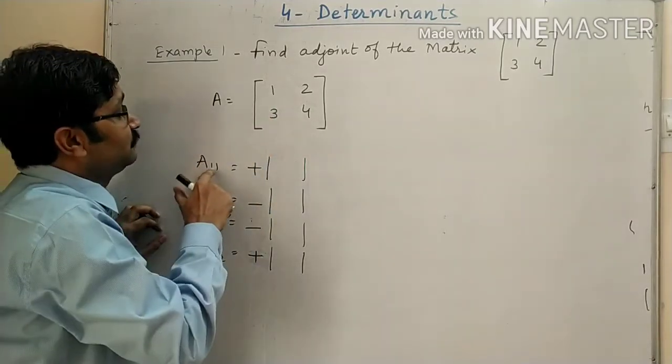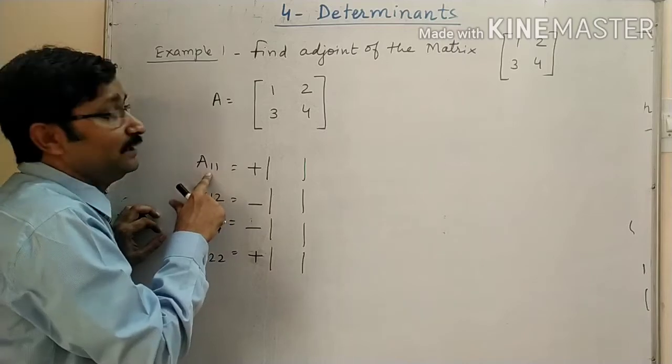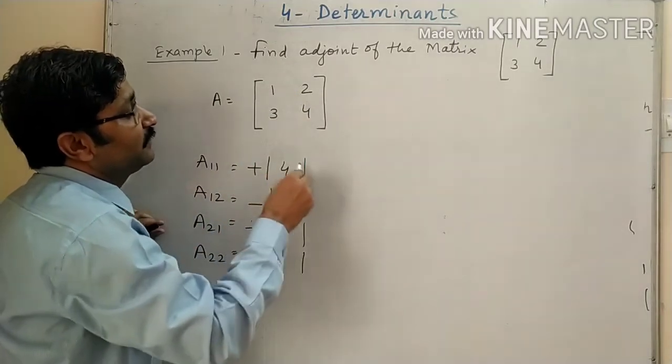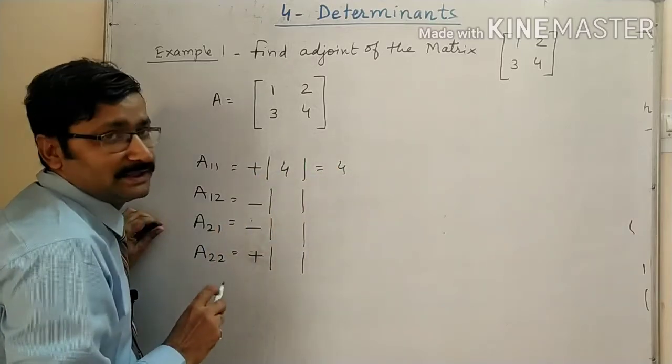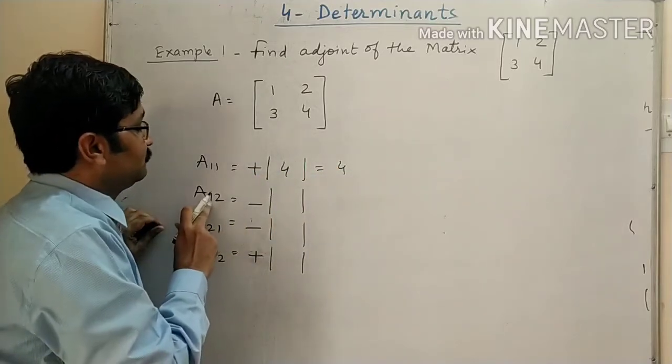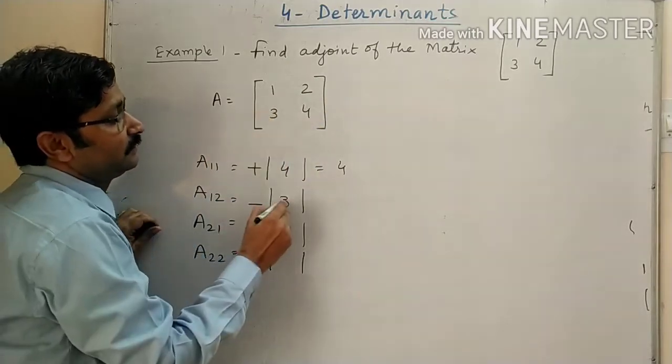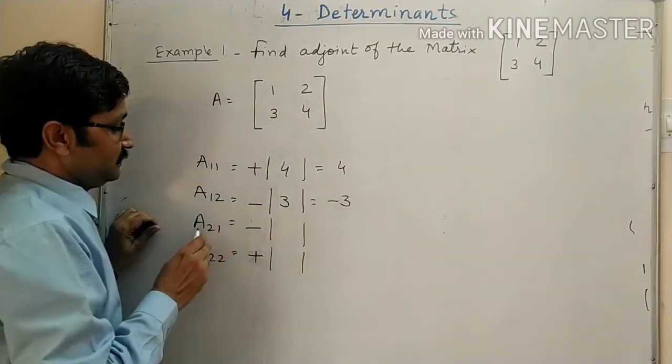How can we find it? First row and first column we will not take. What do we get? 4, and the determinant of 4 is 4. Do you all understand? Next is A12: first row and second column we will not take. You get 3, so what you get is minus 3.